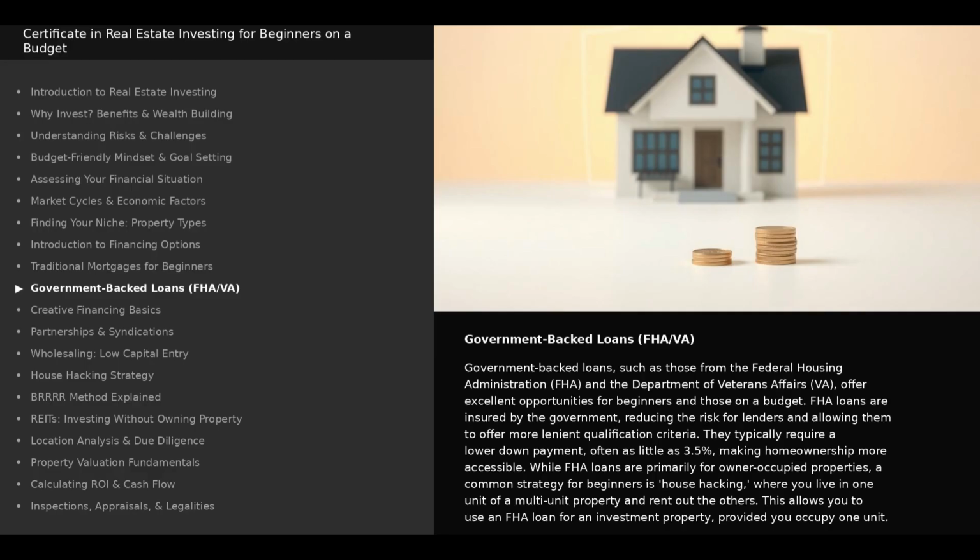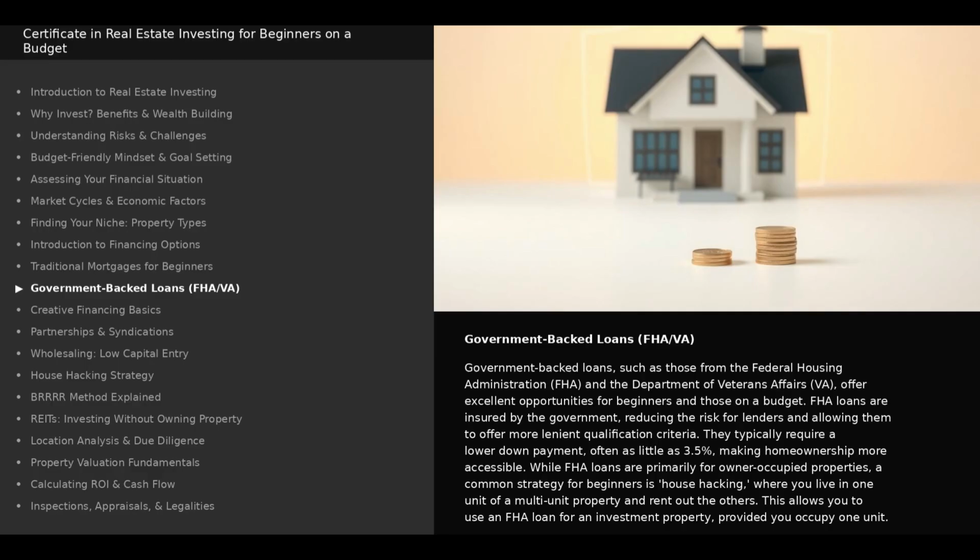Government-backed loans, FHA, VA. Government-backed loans, such as those from the Federal Housing Administration, FHA, and the Department of Veterans Affairs, VA, offer excellent opportunities for beginners and those on a budget. FHA loans are insured by the government, reducing the risk for lenders and allowing them to offer more lenient qualification criteria. They typically require a lower down payment, often as little as 3.5%, making homeownership more accessible.